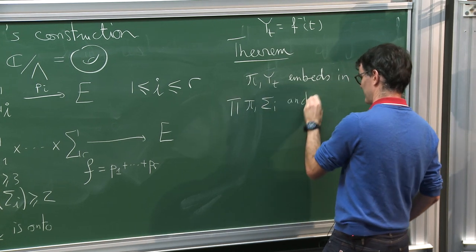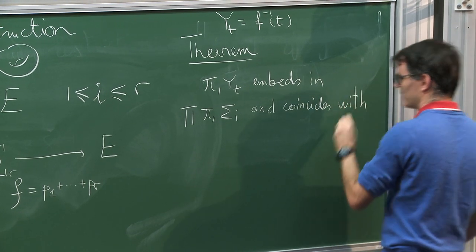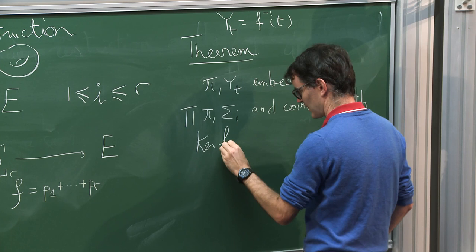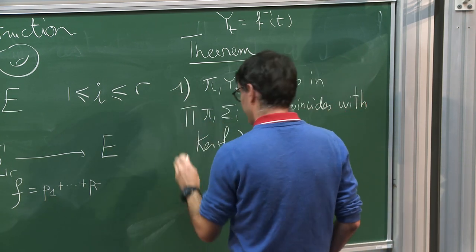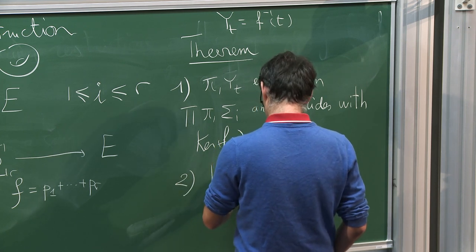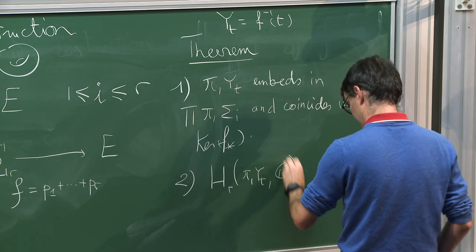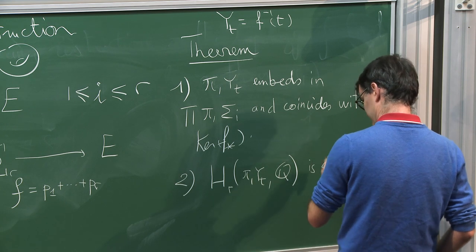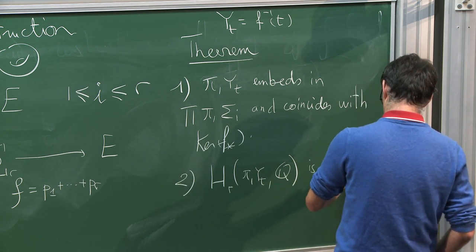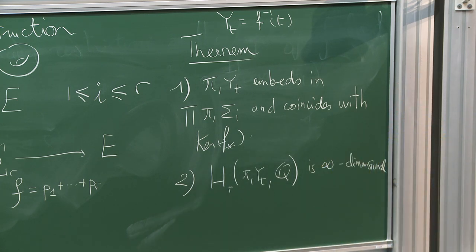And coincides with the kernel of F star. And the second thing, the homology in dimension R of Y_t, of this group, is infinite dimensional. Let's say the homology with Q coefficients, R being the number of factors. So I have a direct product of R Riemann surfaces, which maps to an elliptic curve. So they're all ramified covers of the same elliptic curve.